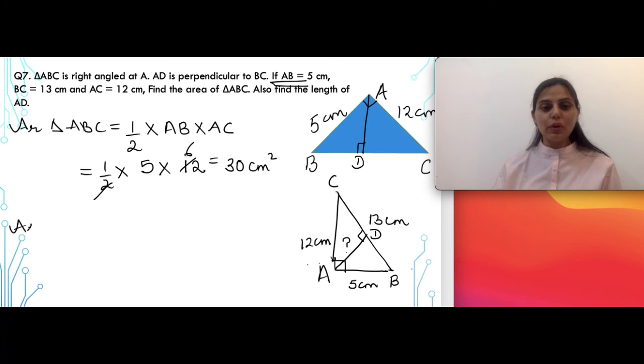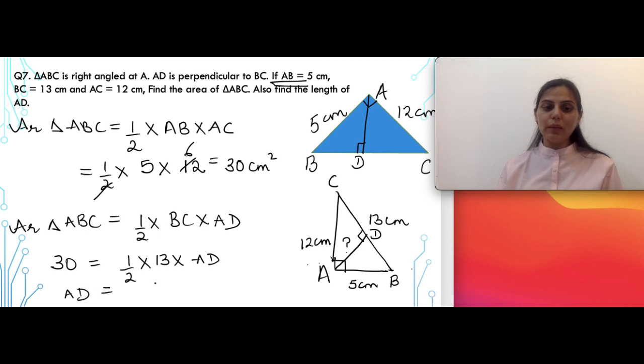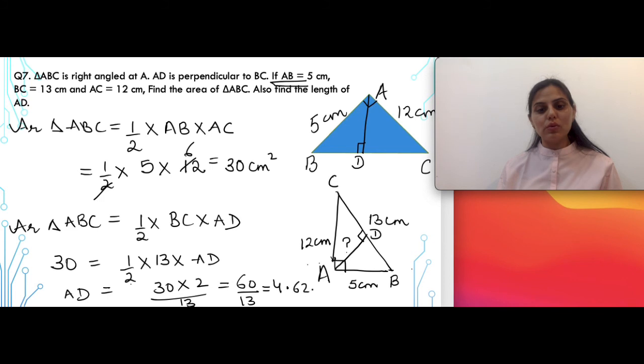Now also corresponding to the other base, that is BC, you have an altitude AD. So let us write another formula, half multiplied by BC multiplied by AD. Now since the value of area you have already calculated, 30 is equal to 1 upon 2 multiplied by base BC, which is given as 13 multiplied by AD, or AD is equal to 30 multiplied by 2 upon 13. When we take 1 by 2 to the other side, it will change to 2 upon 1 and 13 will come in the denominator. So this can be written as 60 divided by 13, which on dividing will give you the answer as 4.62 centimeters.